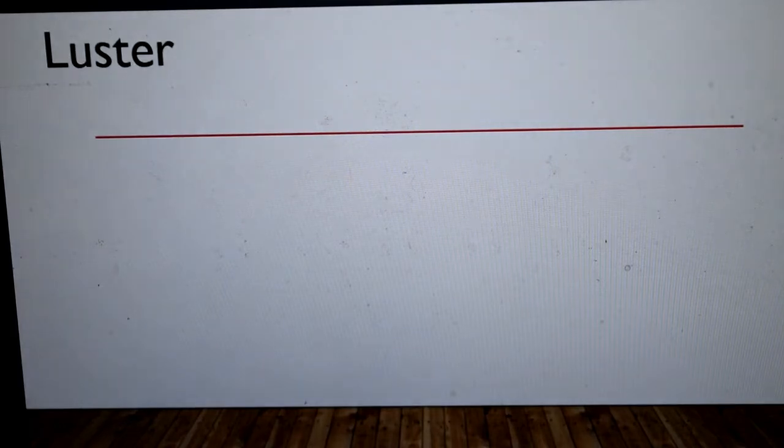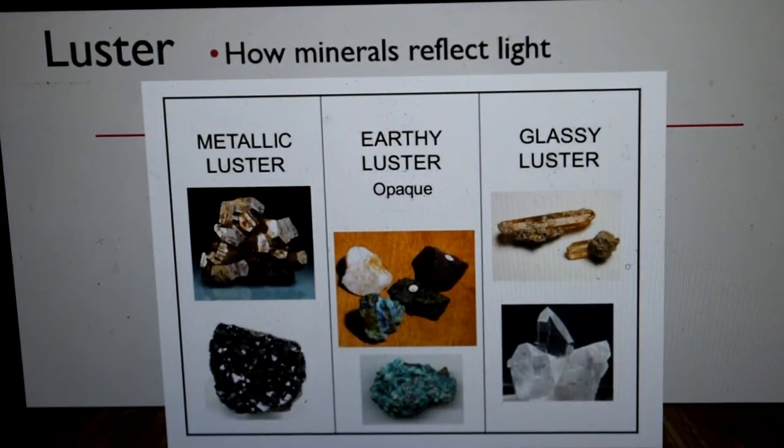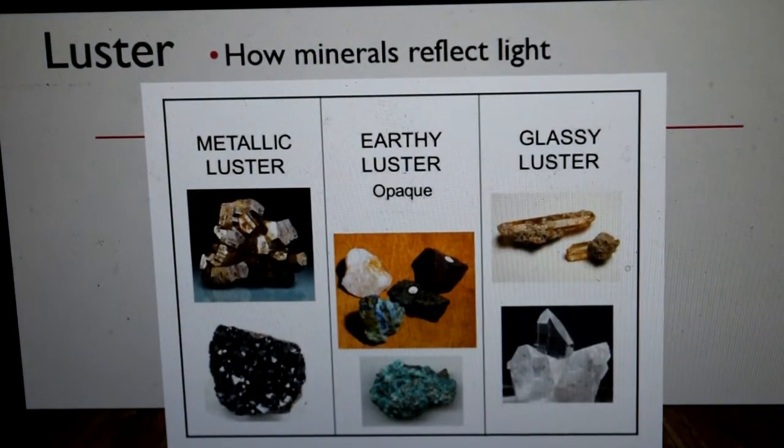All right, luster. Luster is how minerals reflect light, but basically it's how shiny the mineral is. So you have things here like this is quartz. It's pretty shiny and transparent. They have a glassy luster. Some of these are opaque. It says opaque. It's kind of duller. But then you see some minerals that look metallic, like they're made out of metal. And so they're categorized in these three categories here.